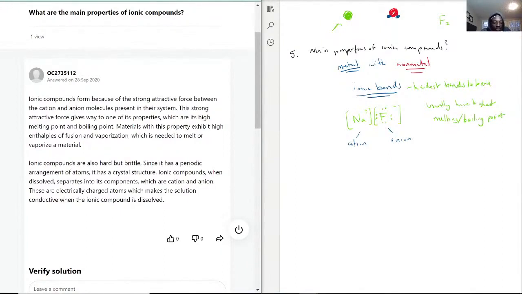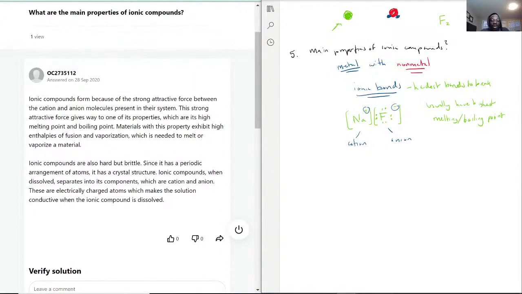And exactly, it dissolves typically, and they're electrically charged because we have a cation here. Hence why it dissolves in water, for example, because water has polar sides, a positively charged and a negatively charged side. So the sodium would go towards the negatively charged side, which is the oxygen in H2O, and the fluorine would go towards the positively charged side, which is the hydrogen in H2O. Okay, so these are really all the main properties of ionic compounds.